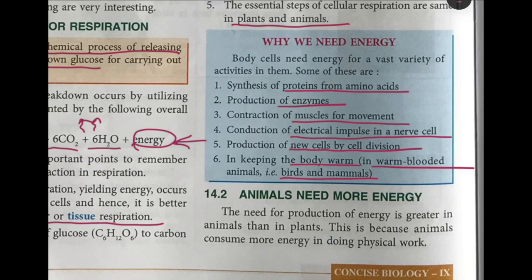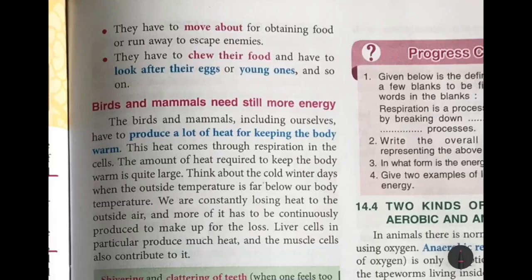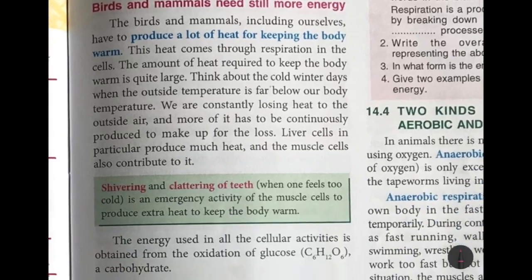So that is why more energy is required in animals than in plants, because animals consume more energy when they are doing physical work. The physical work that animals do is they have to move about from place to place looking for food, obtaining food, or they have to run away from enemies. They have to chew their food. They have to look after the eggs or young ones. And there are, of course, so many other physical activities that animals do.